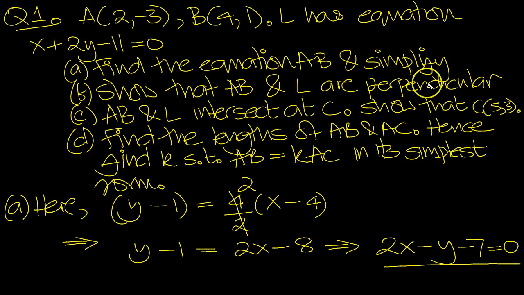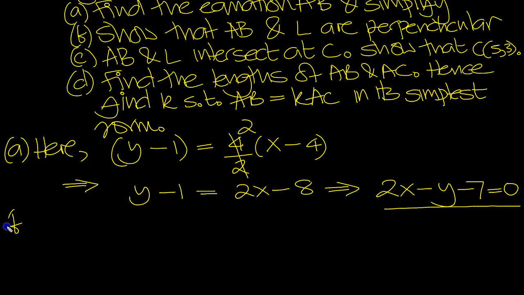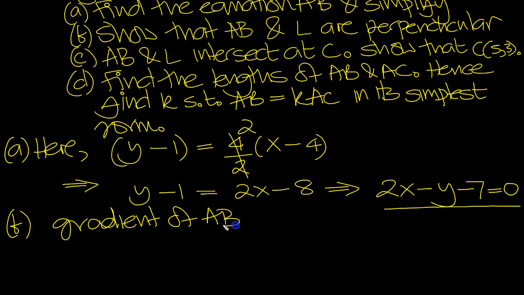Show that AB and L are perpendicular. So part B. The gradient of AB then. Well, if we write this in the other form, move the y over, y is equal to 2x minus 7. So I've moved the y over, and I've written it down from right to left. The 2x minus 7 stays as is. The gradient of AB is 2 then.